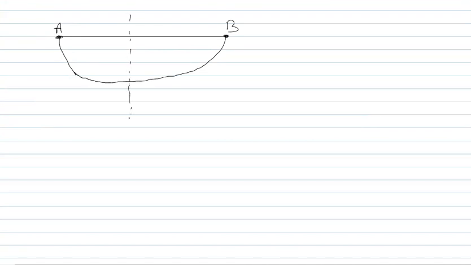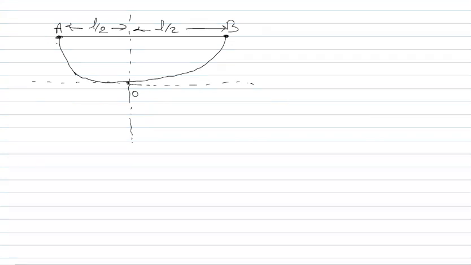Let me draw the figure first. So this is point A of support and this is point B of support, and between this is the span. I will divide this span into L by 2 length and L by 2 length, right? And this vertical and this horizontal dotted line are considered as x-axis and y-axis. So this is the origin point O.